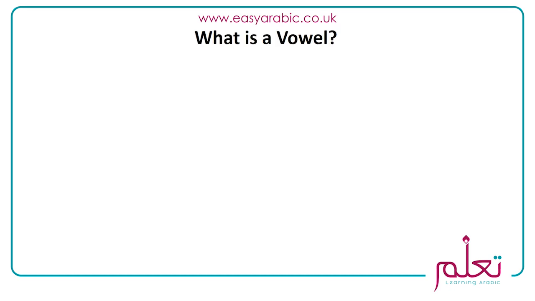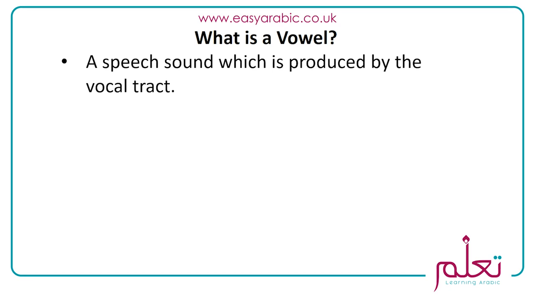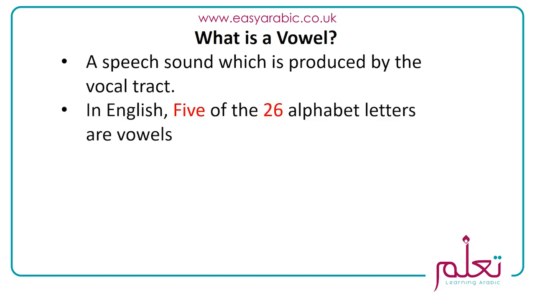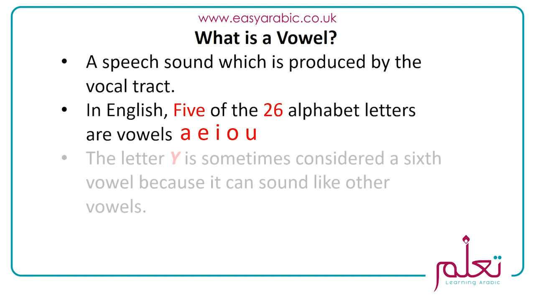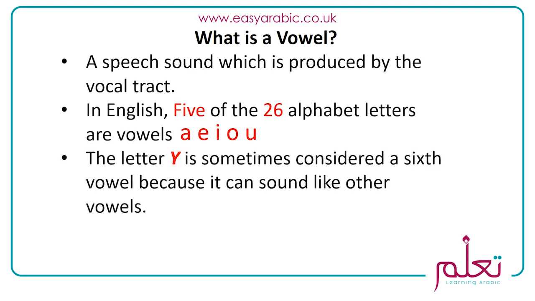So what is a vowel? A vowel is a sound produced by the vocal tract. In the English alphabet, 5 of the 26 letters are vowels and they make a certain sound. So we've got A, E, I, O, U. The letter Y is also considered the sixth vowel because it sounds like one of the other vowels.